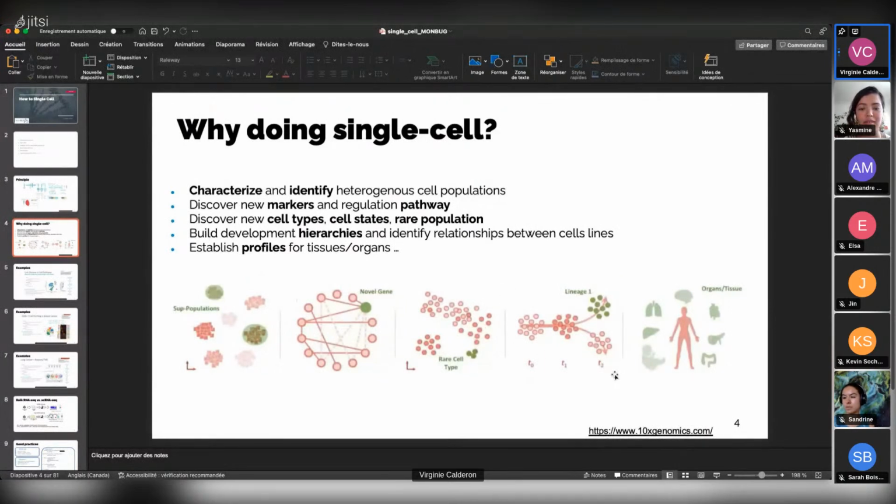Also you can go to more advanced analysis to build hierarchies between the cells. If you have different time points, for example, you can extract some knowledge about how the cells differentiate during the time. So this is especially interesting during the development. So you can identify relationships between the cell lines. And of course, at the end, you can also have an atlas, a profile for each tissue and organ, depending on the condition, from a healthy donor or in a specific context like disease.